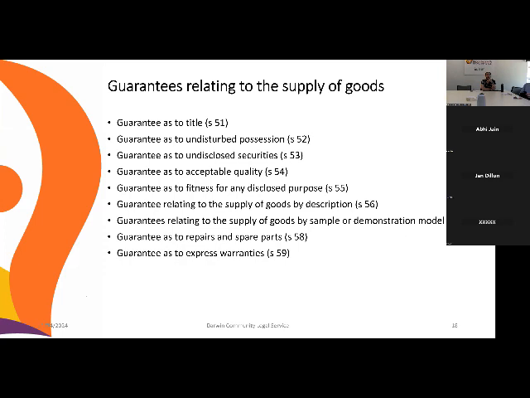There's a guarantee as to repairs and spare parts. That's normally binding on manufacturers, that their products will basically have spare parts available and people that can repair it in the event that something went wrong. And there's also a guarantee as to express warranties. So that's usually trying to keep suppliers to their word. So if they have an express warranty to repair something after 5 years, and it breaks down, oh, not after 5 years, but after 4 years, you go back to them, they try and get out of it. The guarantee is that you can hold them, or try to hold them, to that express warranty that they've provided.